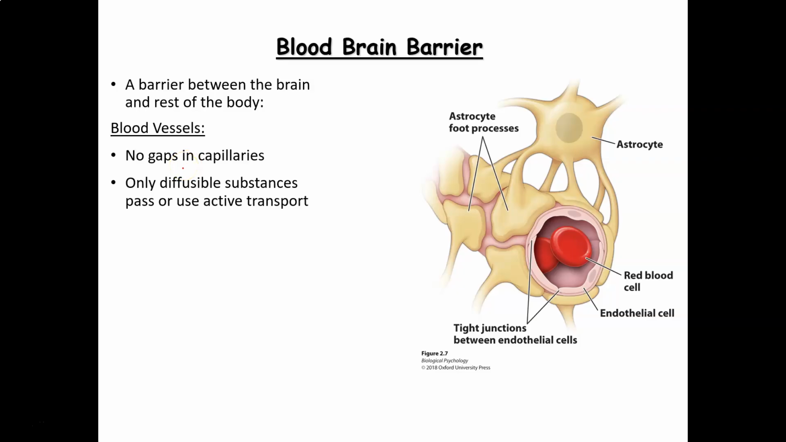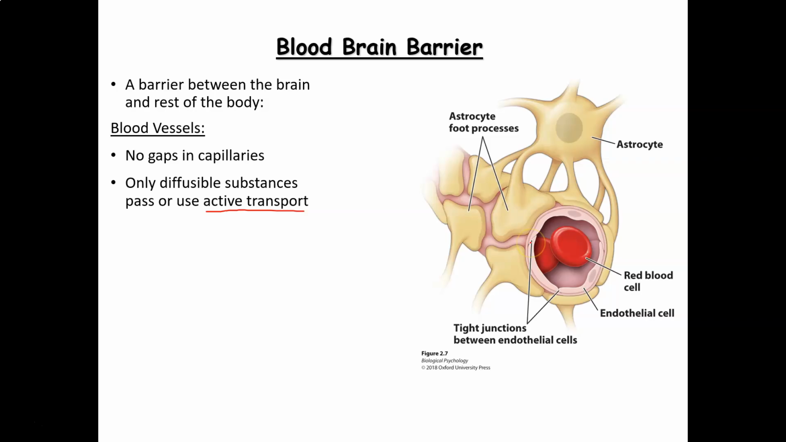But this is not true for the capillaries, which is a type of blood vessel, very, very small, that exists in the brain. There are absolutely no gaps. In fact, the only way that materials can get through blood vessels in the brain is through diffusion, where they have to easily pass through the blood vessels, like gases, oxygen and carbon dioxide, or, as is the case for most other substances, they have to be actively transported from the blood vessel into the brain or the nervous system.